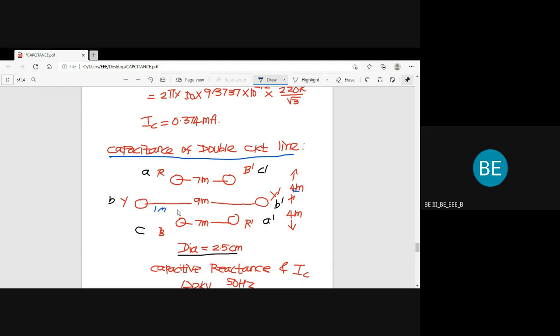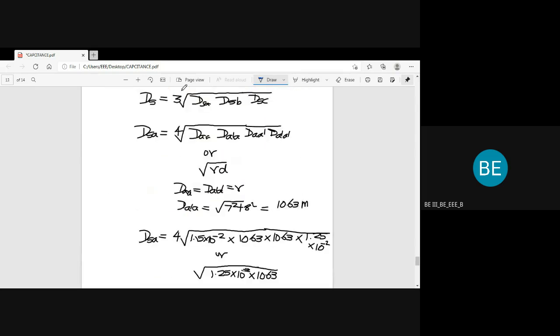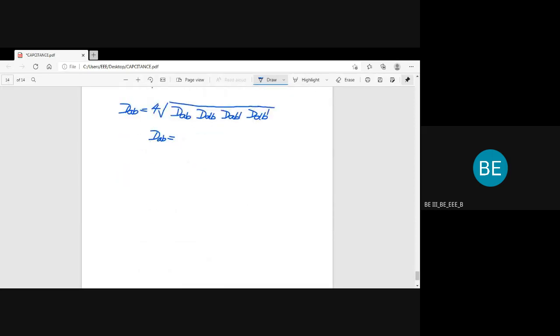So up to this, this one is 7 meter, and we will have another 1 meter here. So if we want this distance, it will be 4 squared plus 1 squared. So DAB will be equal to root of 4 squared plus 1 squared. So if you do it on the calculator, you will have 4.12 meter.